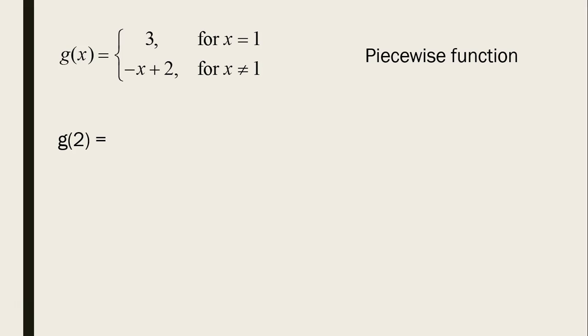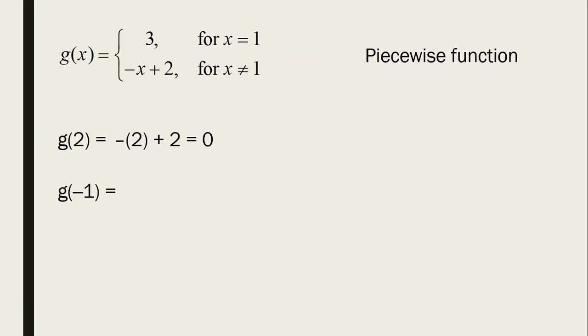So for example, if I wanted to know what g of 2 is, I would first have to figure out whether I'm going to use the top part of this definition or the bottom part. And since 2 is not equal to 1, I'm going to have to use the bottom part. So I want to use g of x equals -x plus 2, which in this case is -2 plus 2, which is 0.